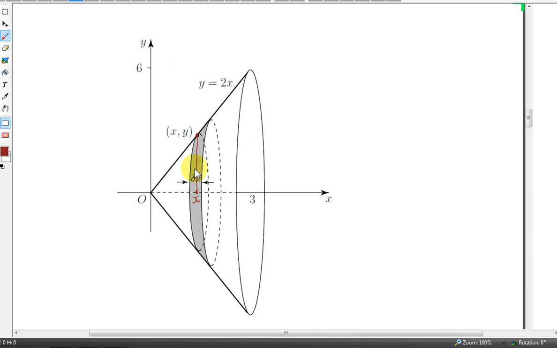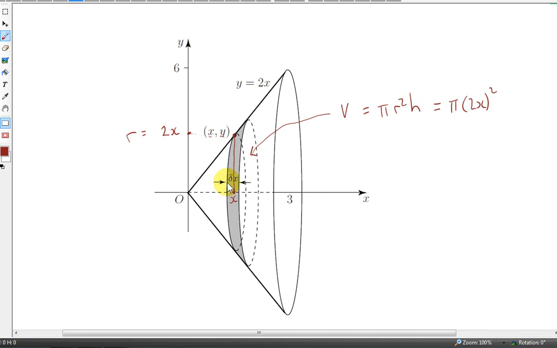Well, as I said, it's approximately a cylinder with height delta x, a cylinder on its side. So what's this radius here, the distance of x to this? Well, that's just the value of the function at x, which is y, which is 2x. So here is the formula for the volume of a cylinder. It's just the area of the circular cross section times the height of the cylinder, where r is equal to 2x. So we have pi times 2x squared, and this is multiplied by delta x.